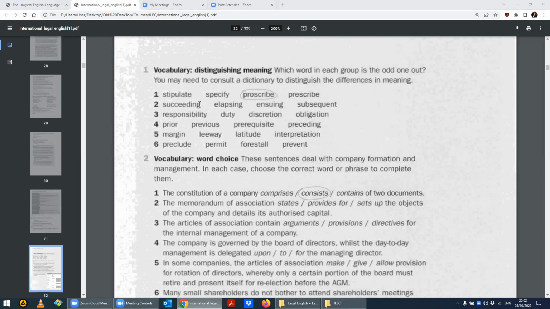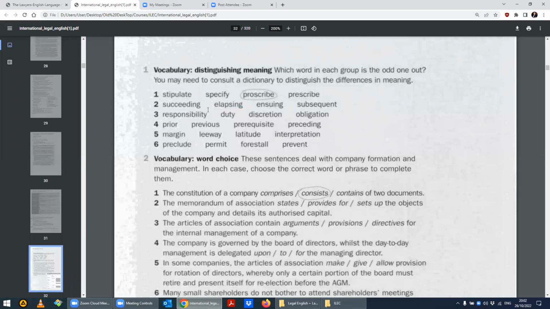Right, succeeding means the next one. Ensuing means the next one. Subsequent means the next one. Elapsing means it's stopped because time has passed. The lease has elapsed. Your time with us has elapsed. And this lesson is about to elapse.